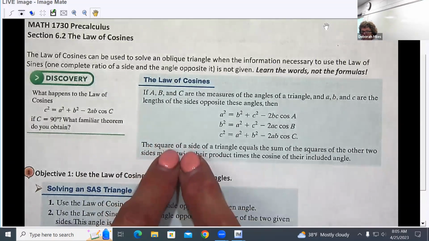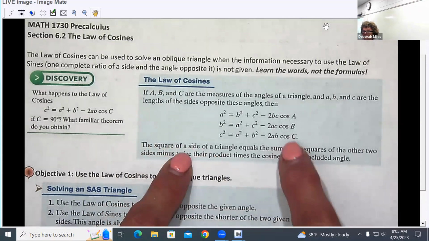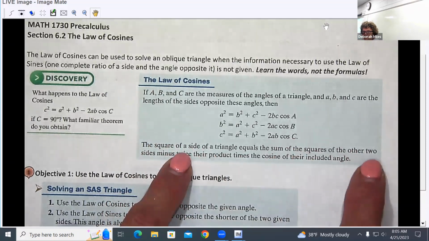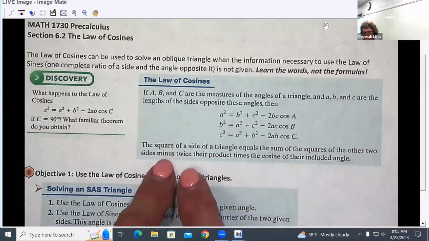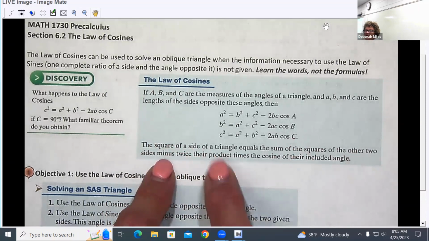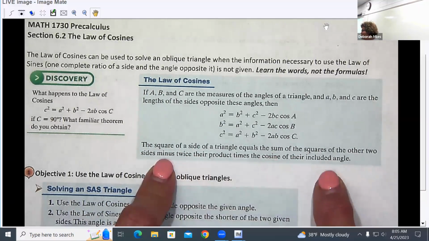The square of a side of a triangle equals the sum of the squares of the other two sides minus twice their product times the cosine of their included angle. Yeah, you're going to be fine. Let me show you how easy this is.